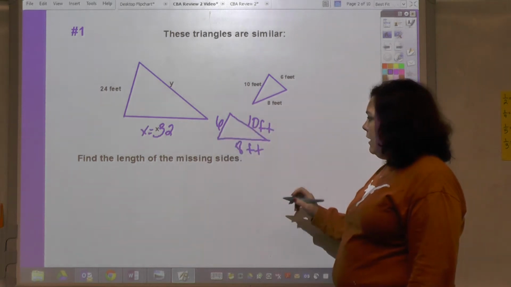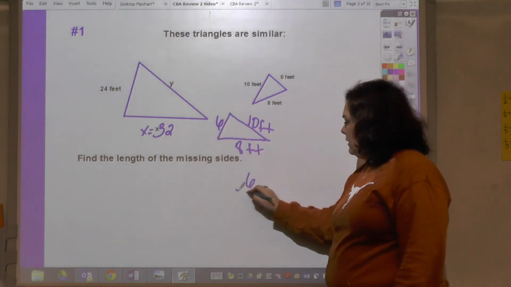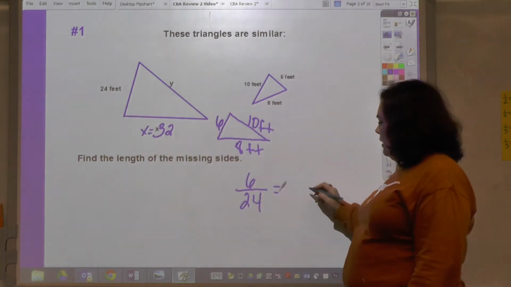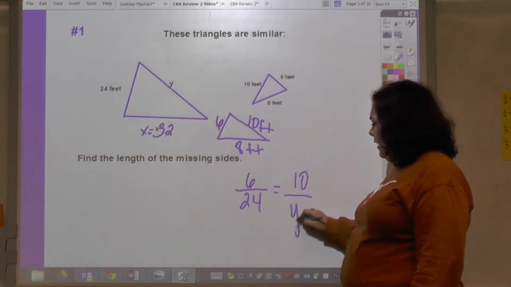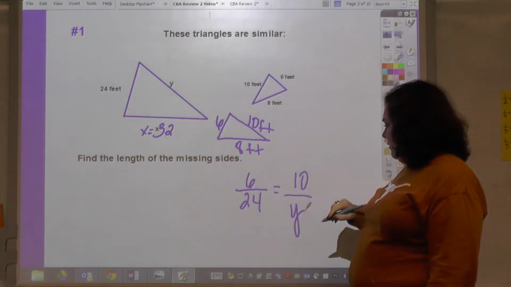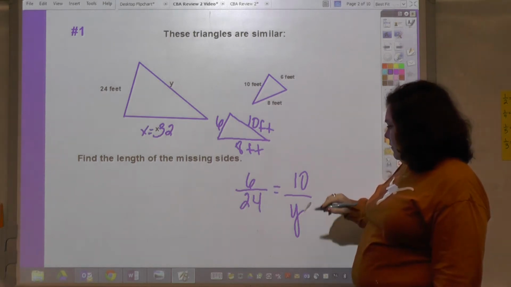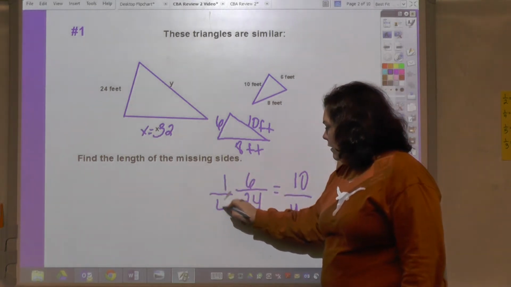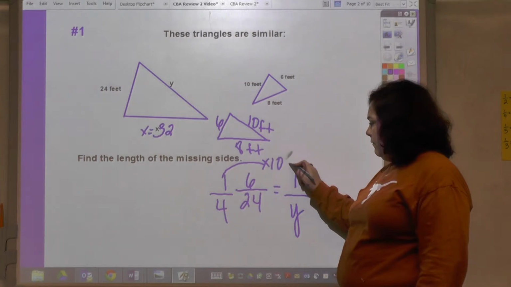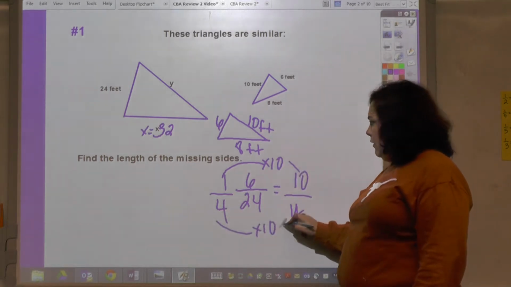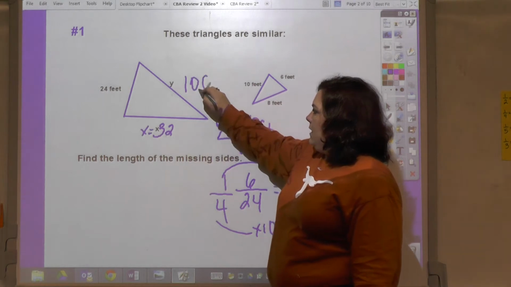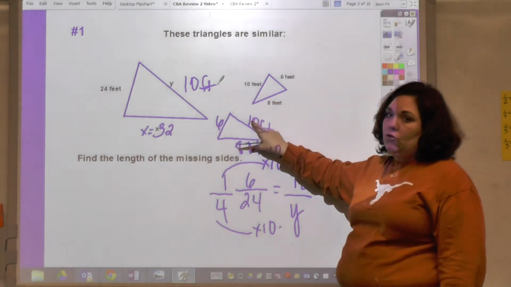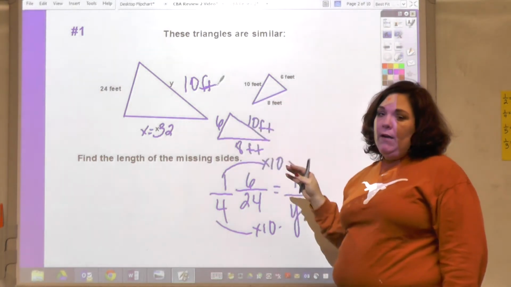And if I want to find Y, I do the same thing, but now I need to include this long side. So my short side 6 is to my short side 24, as my long side 10 is to Y. I look at this, and I can simplify it to 1/4, and then this is times 10, and this is times 10. So my answer is this is 10 feet. So you can find the missing sides, but the important thing to do is to redraw this triangle and label it so that you're comparing sides to sides.